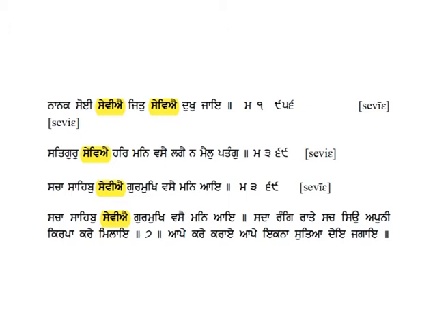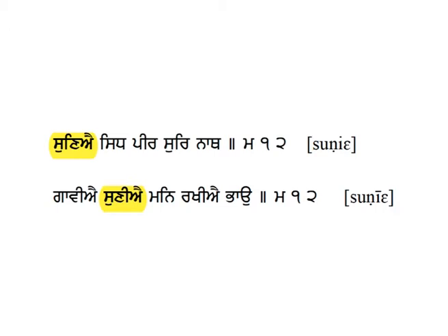For example, again, Satgur Sevya, and then Sacha Sahib Sevya. You see, there are two different forms, and they should not be read Sevya, Sevya all the time, as most of the Granthis do. Again, the same kind of thing you have Sunya. You have Sunya and you have Sunya. You see, Sunya Siddh Peer Sonath. It is not Sunya Siddh Peer Sonath.